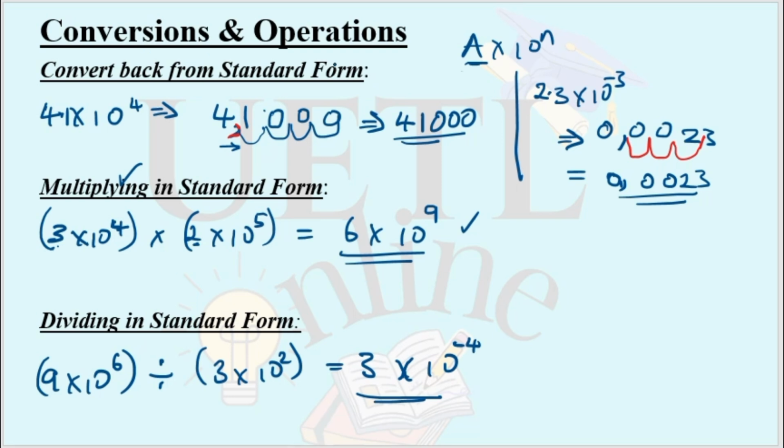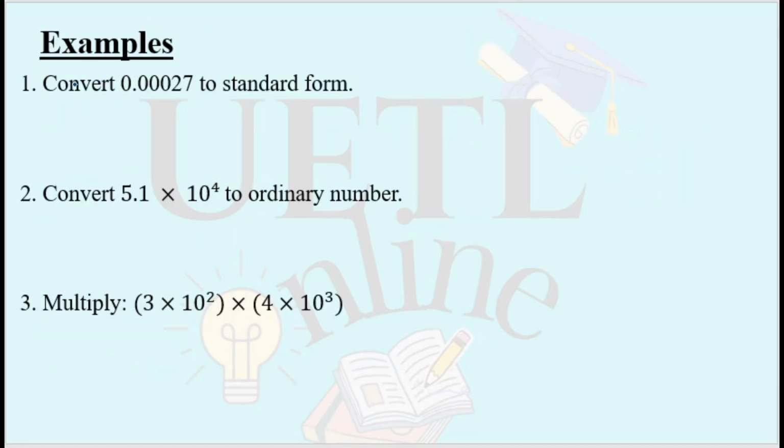You see how we converted a number back to an ordinary number from standard form, then we multiplied two numbers in standard form, then we divided two numbers in standard form. Now let's do some quick examples. Here we have three examples, so let's go through them in a fast way.